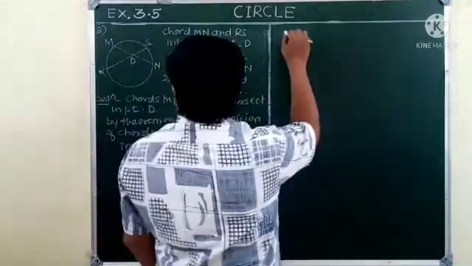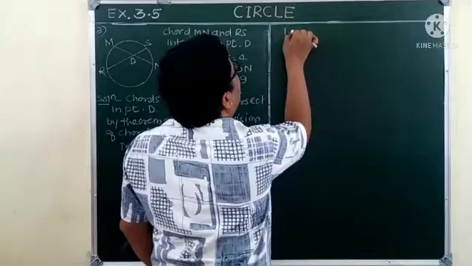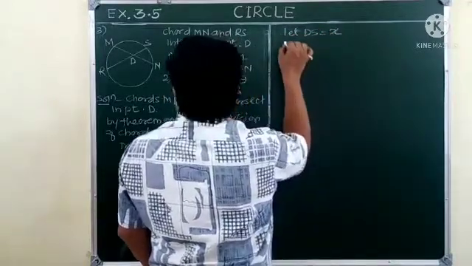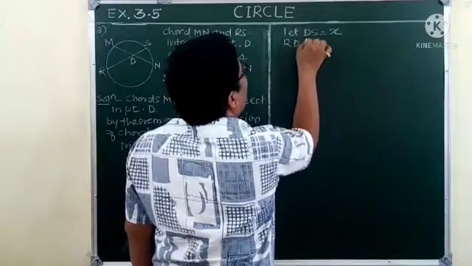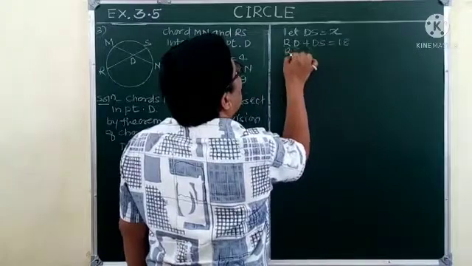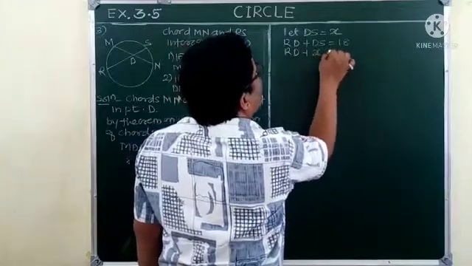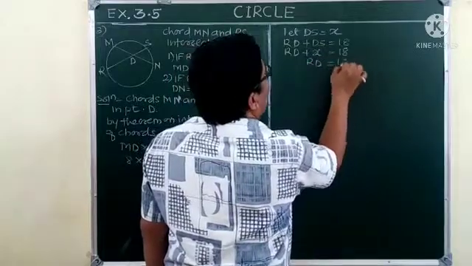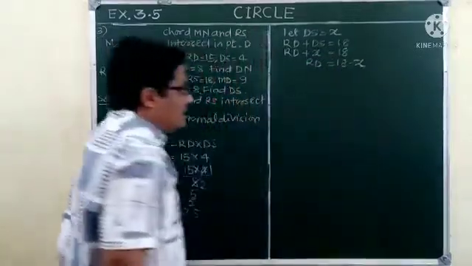So let DS be equal to x. So RD plus DS is equal to 18. So RD plus x is equal to 18. So RD is equal to 18 minus x.